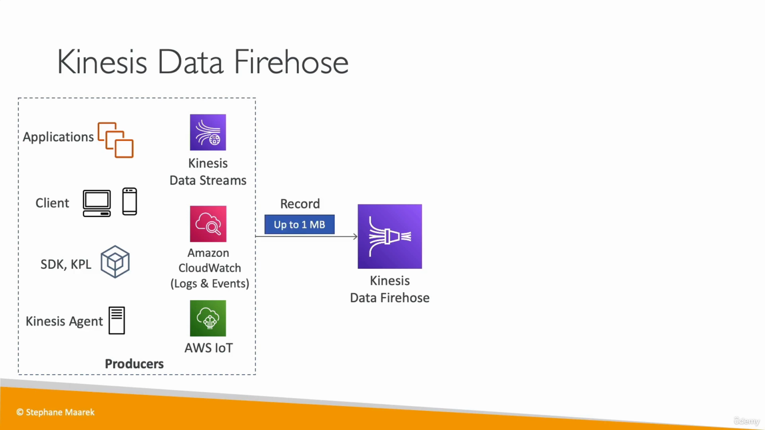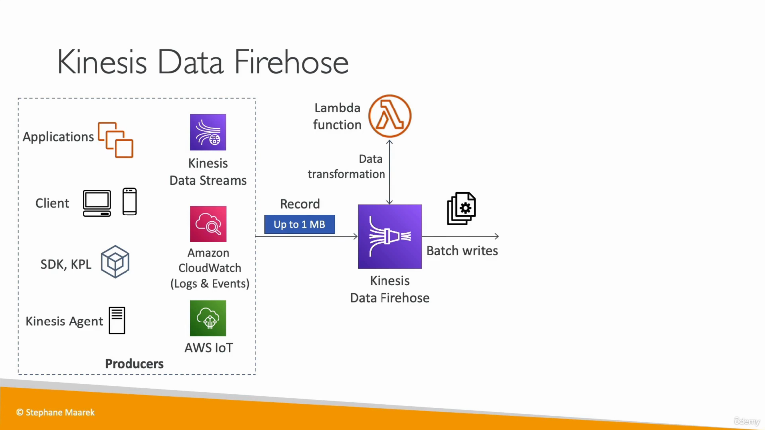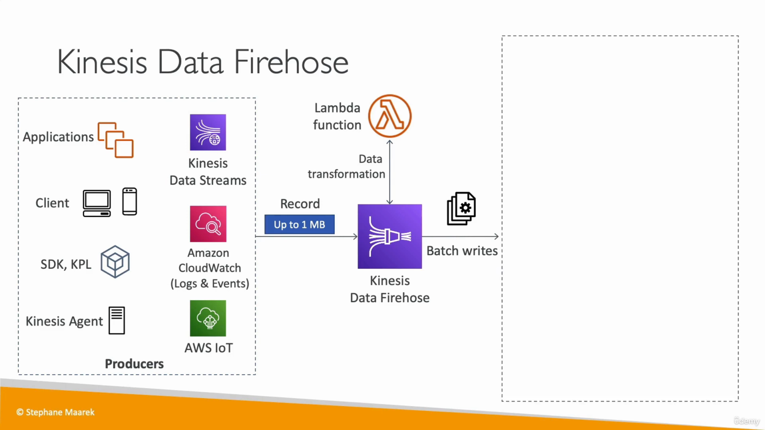It's going to read the records one by one, up to 1 megabyte at a time, okay? And then if you want to transform the record, we could have a Lambda function created to do some small modification. And then Kinesis Data Firehose will try to fill a big batch of data to write into a target database or a target destination, okay? So that's why it's called batch writes. It doesn't write stuff instantaneously. It will try to batch them to write them efficiently. So therefore, Kinesis Data Firehose is a near real-time service.